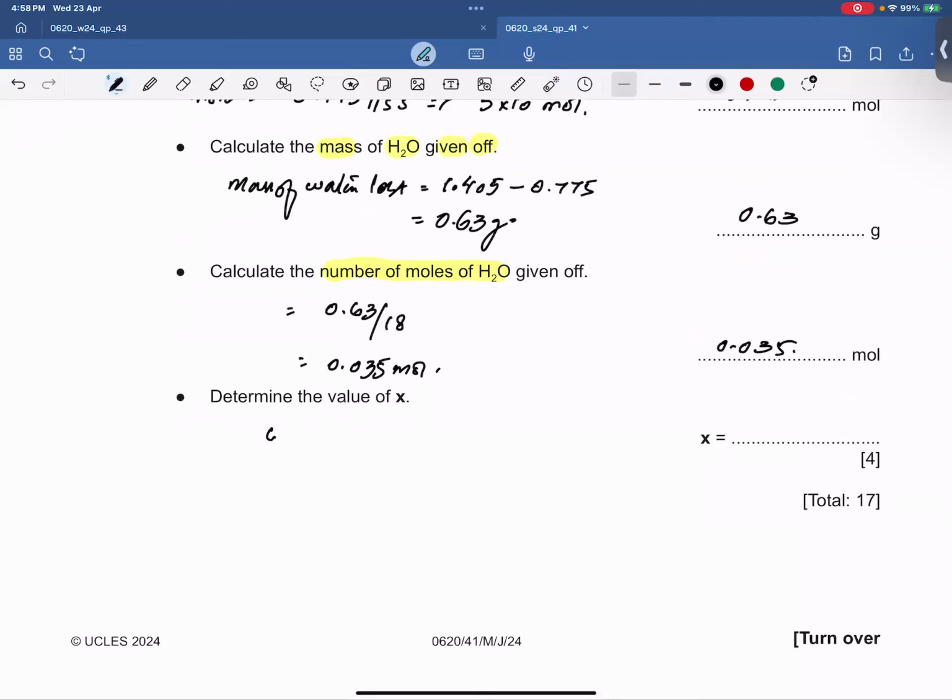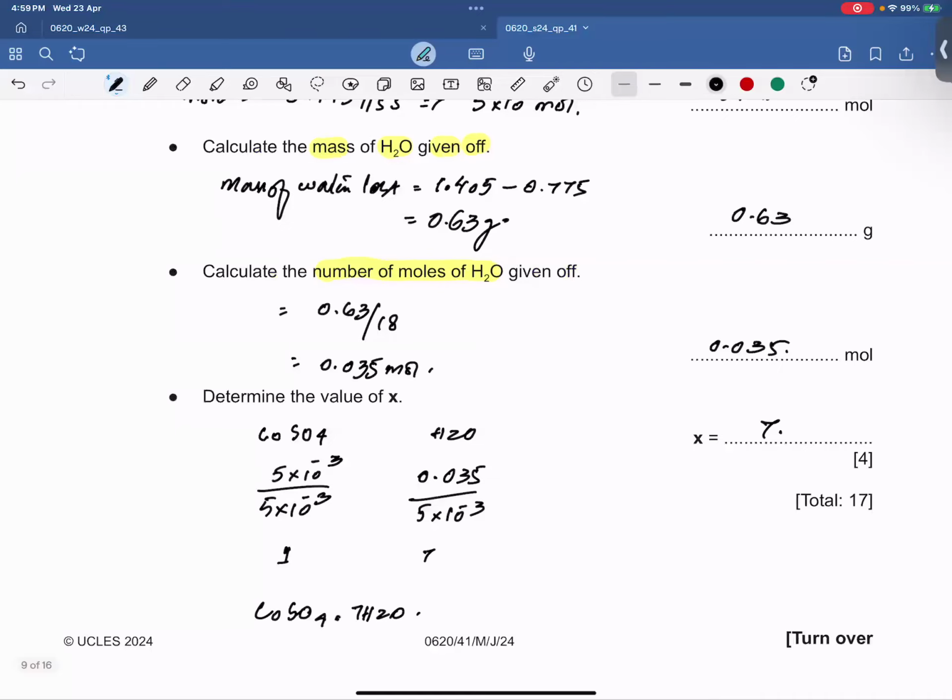So 5 into 10 to the power minus 3, 0.035 moles. Now, which one is the least value? 0.035 divided by 5 exponent minus 3. Yes. So 5 exponent minus 3 is the lowest value. Divide on both the sides. It's going to be 1. It's going to be 7, which means the formula of cobalt sulfate is dot 7H2O, and X is going to be 7. So that's the end of this question also.